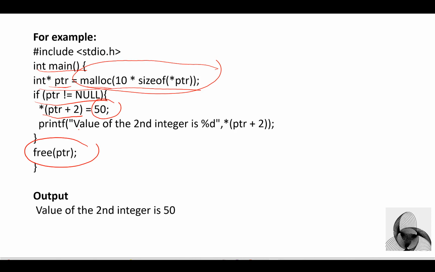And what will be the output of this code? Value of second integer is 50. As we know, the address of the first byte of reserved space is assigned to the pointer ptr of type integer. This is all about dynamic memory allocation in C.